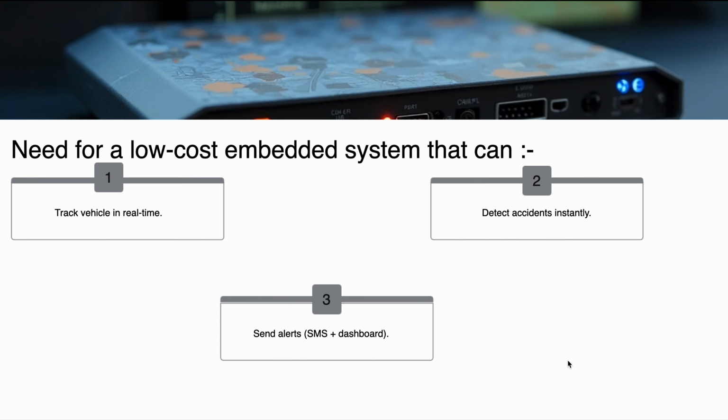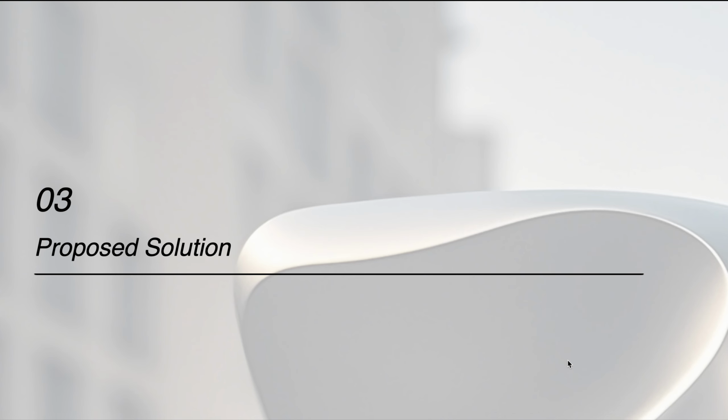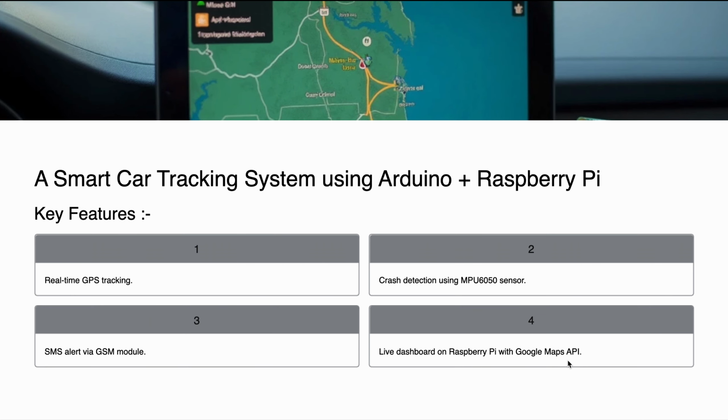Now the opportunity gap. First of all, we need a low-cost embedded system that can track a vehicle in real time, which can send an alert via SMS or a dashboard with the real-time GPS location if any crash happens. Secondly, it should detect the accident instantly. Then the solution I propose is to make a smart car tracking system using the Arduino Nano and the Raspberry Pi. The key features are real-time GPS tracking, crash detection using the MPU 6050 sensor, an SMS alert via a GSM module, and a live dashboard on the Raspberry Pi with the Google Maps API, or we can use Folium for this website.